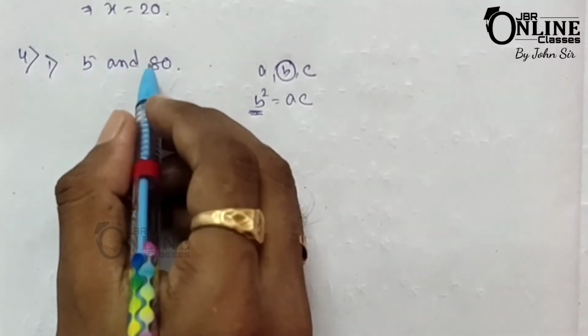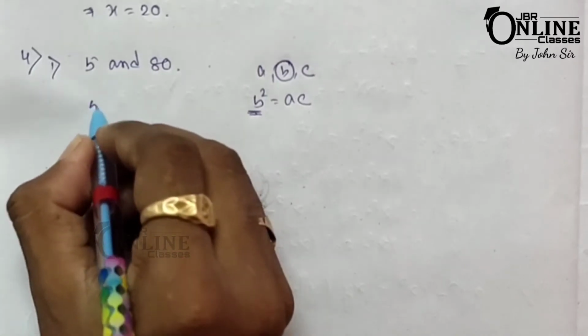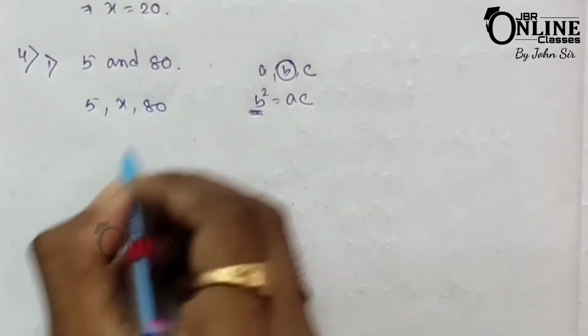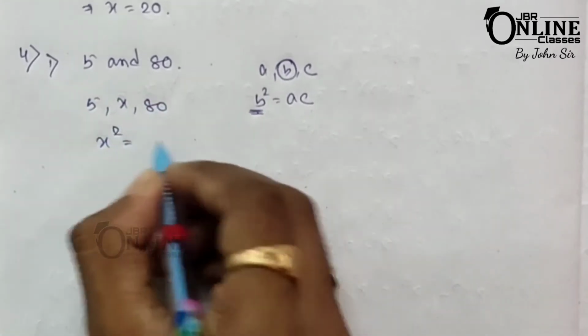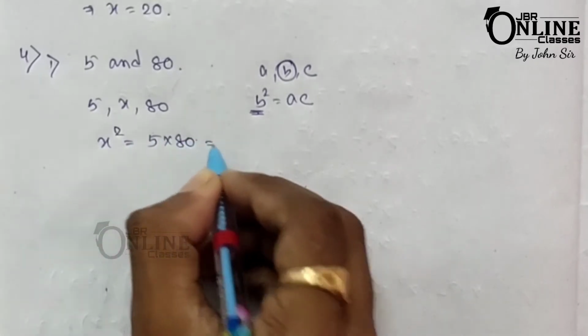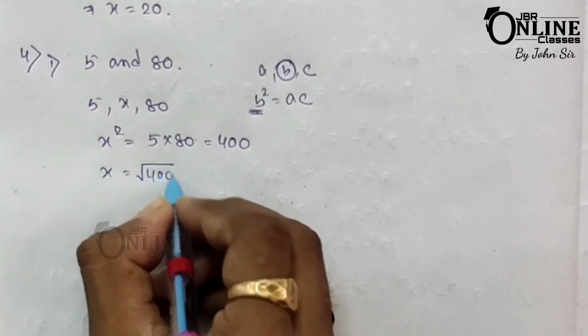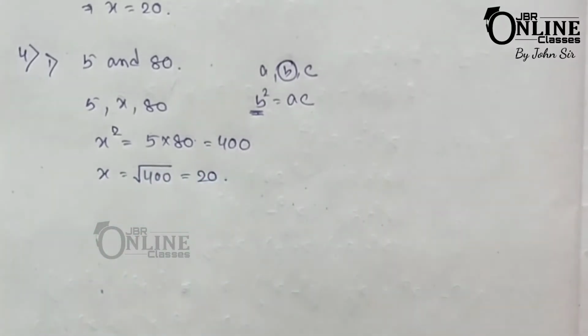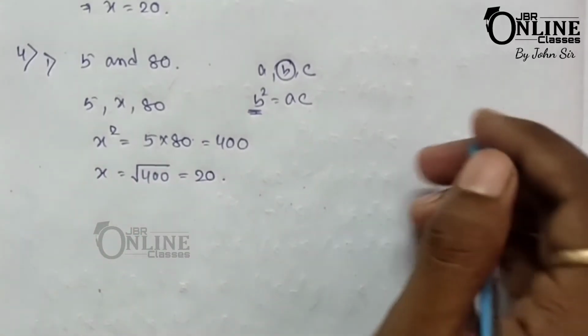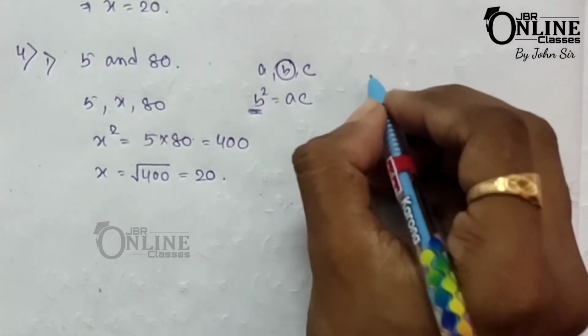So here 5 and 80 are in proportion. So suppose 5, x and 80. Now according to the problem, x square equals 5 into 80. So that equals 400. So x equals root over 400, and that equals 20. So now next, sum number 4, part 4.